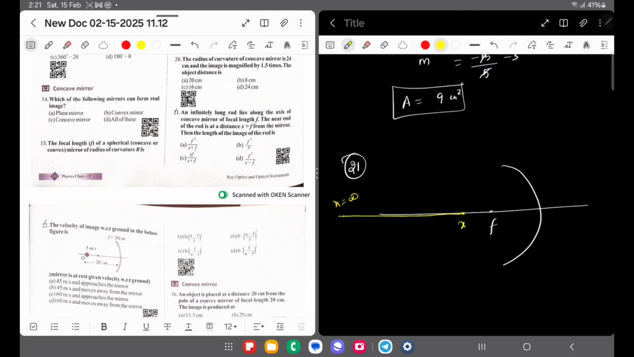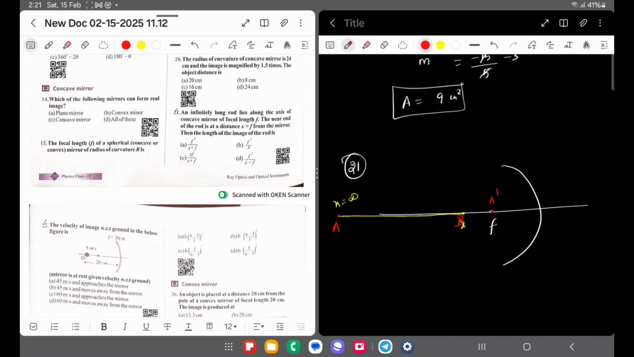If this is the object, then what will the length of the image be? That is what they asked. How can we find this? If you consider the other end of the object, which is located at infinity, its image is going to be formed exactly at the focal point. We have already learned that, right. Let me call the two ends of the rod A and B. So, A's image is going to be formed at F. It is A dash, and B is located beyond F.